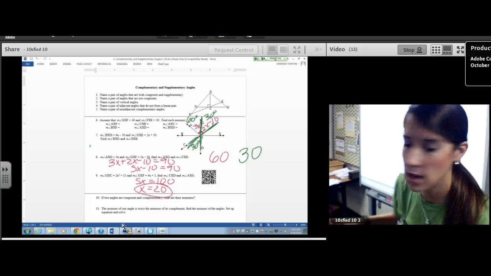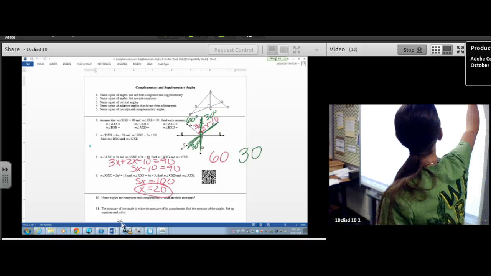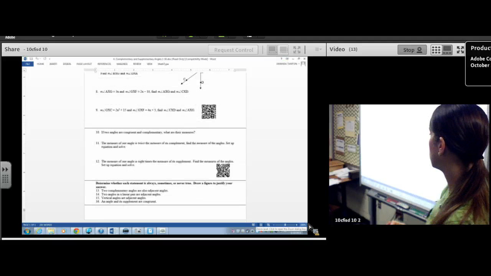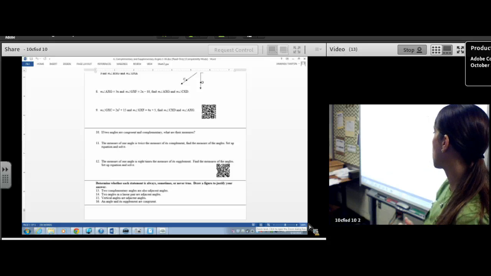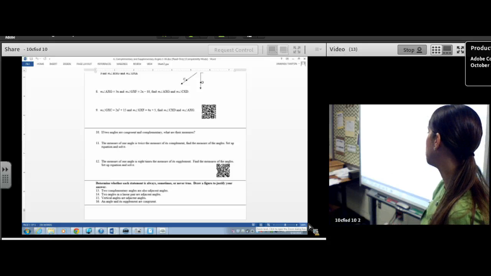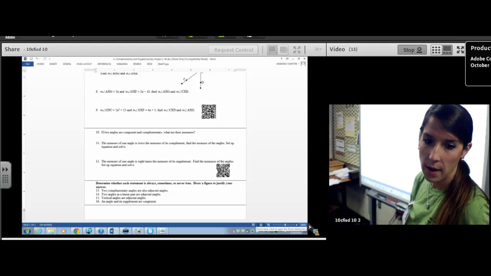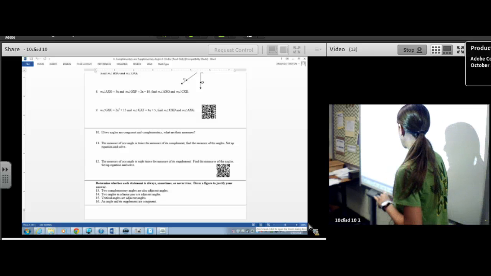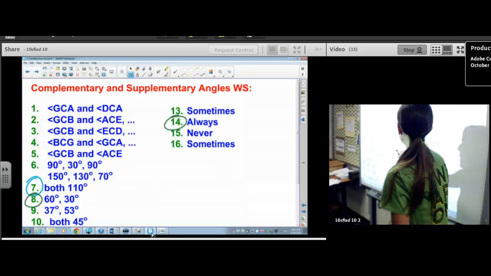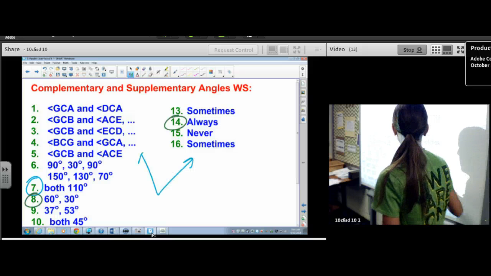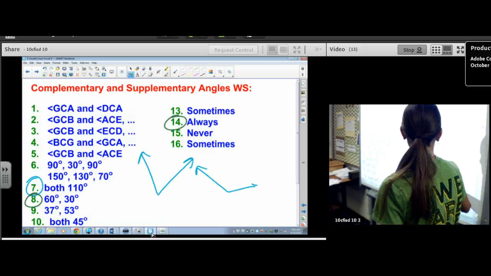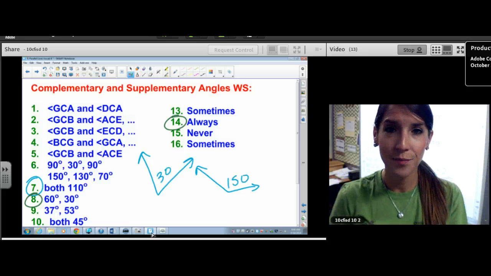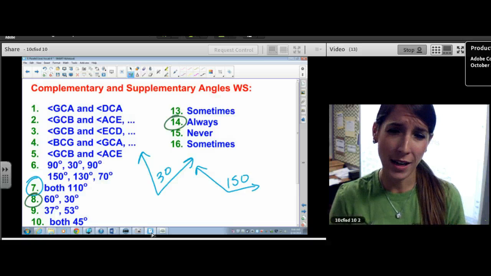And finally, number 14. Determine whether the statement is always, sometimes, or never true. Two angles in a linear pair are adjacent angles. So we talked about that yesterday. We talked about how this angle and this angle could be 150 and 30. We talked about how those are supplementary, but they're not adjacent, so they're not a linear pair.